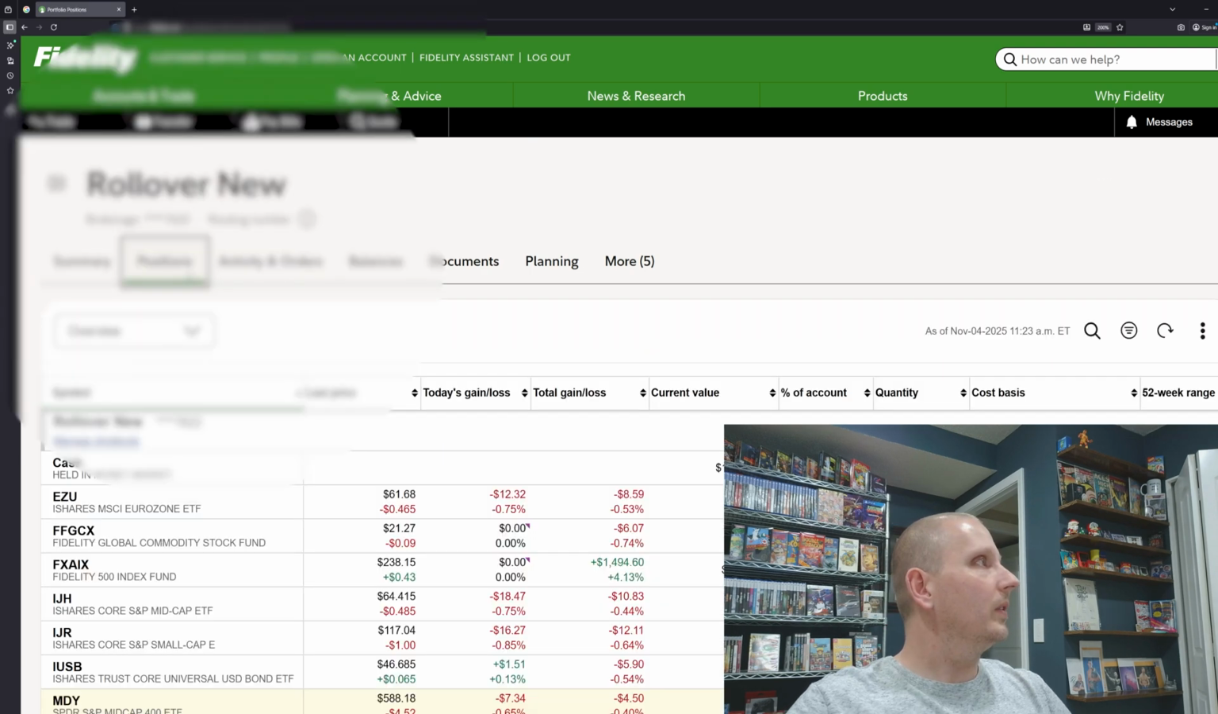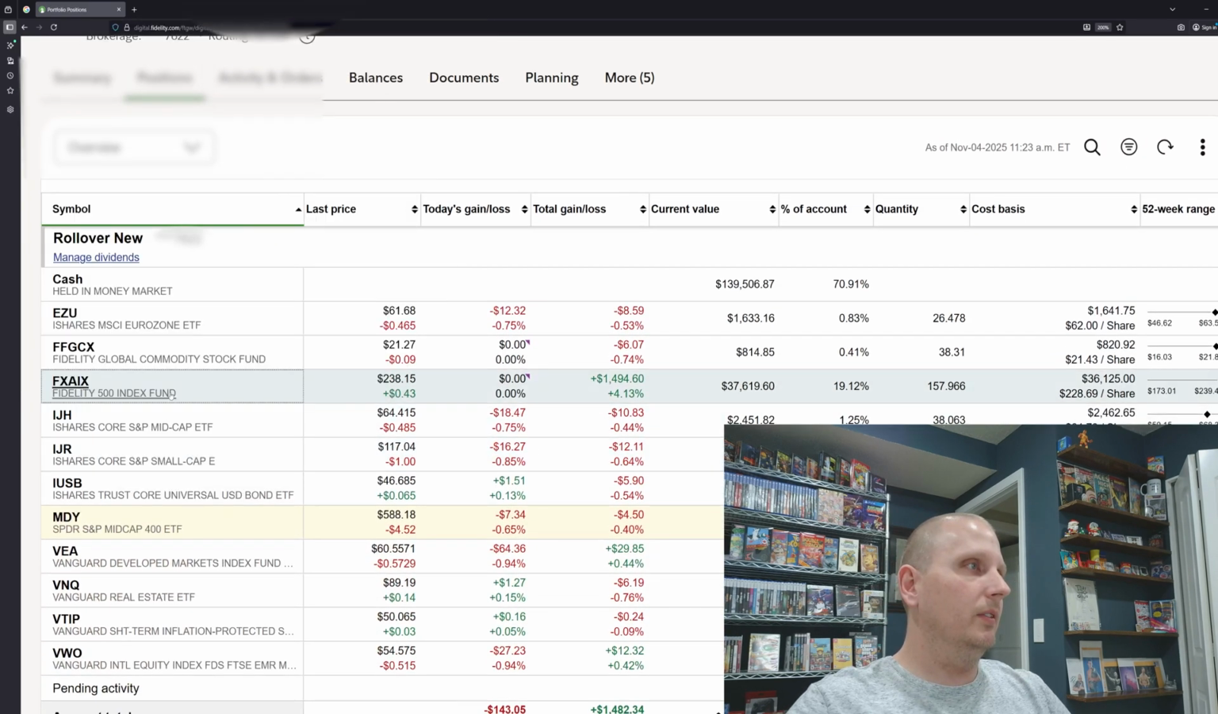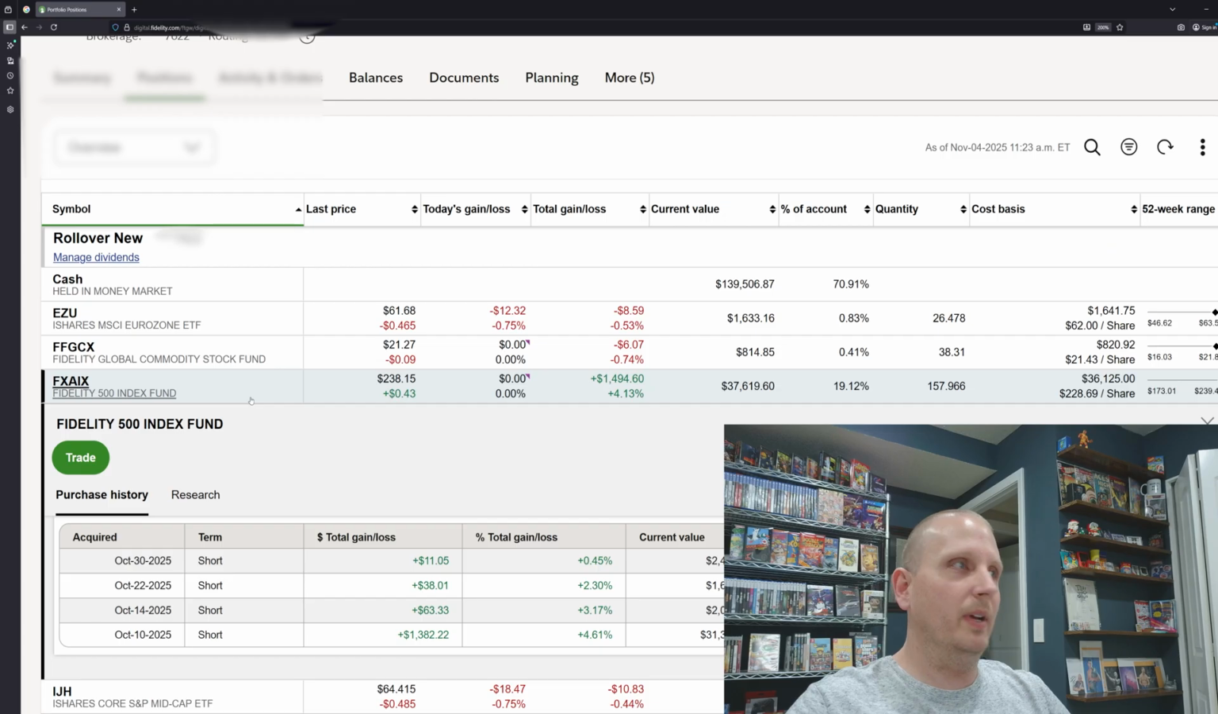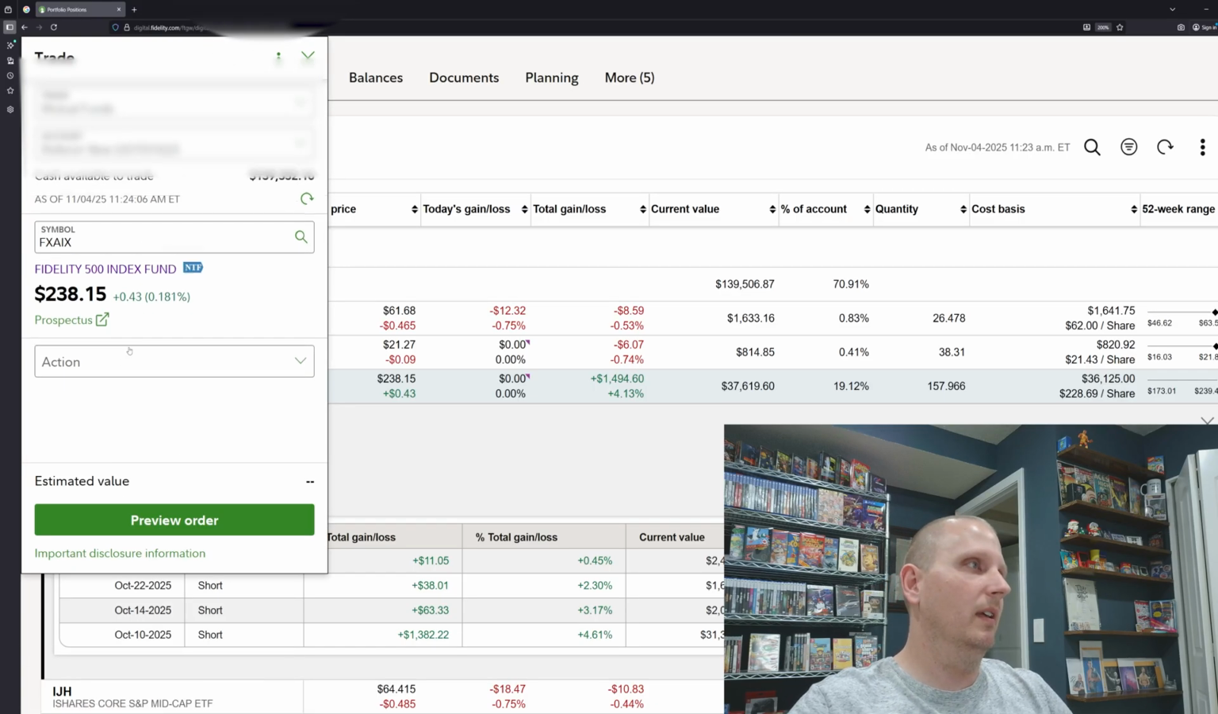All right, next one I'm buying, FXAIX. This is one of my favorites. I've been buying this one more or less since I started investing. This one is a mutual fund, so it isn't going to execute right now. This one will execute later this afternoon or early evening after the market close.